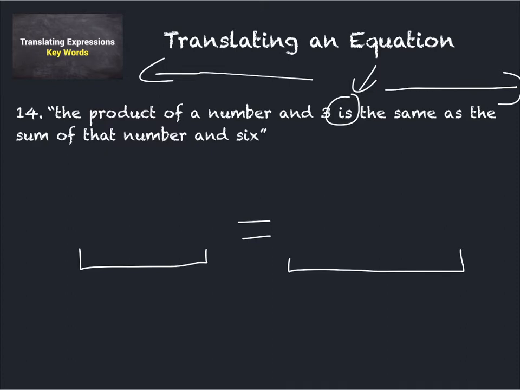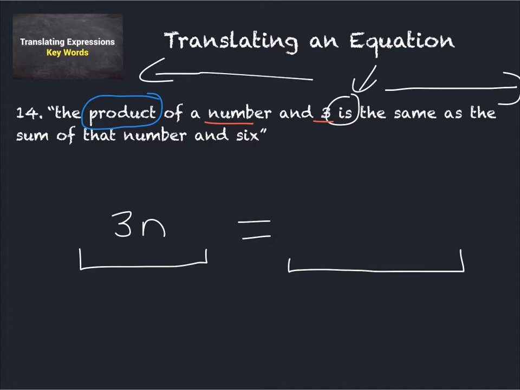So let's take a look at this. It says the product of a number and 3. So product again means multiplication. Number, that means we're dealing with a variable. We don't know the value of the number yet. So it would be 3 times, let's just use n. That's going to go on the left-hand side of our equal sign. So next, after is, we have the sum of that number and 6.